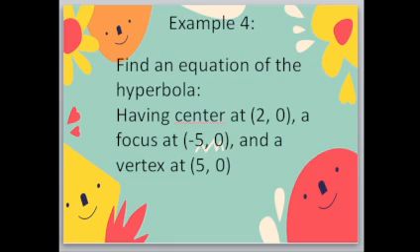Okay, example 4. Find an equation of the hyperbola having center at 2 and 0, a focus at negative 5 and 0, and a vertex at 5 and 0.